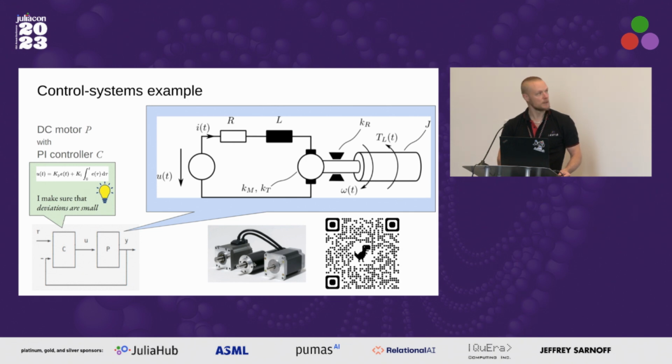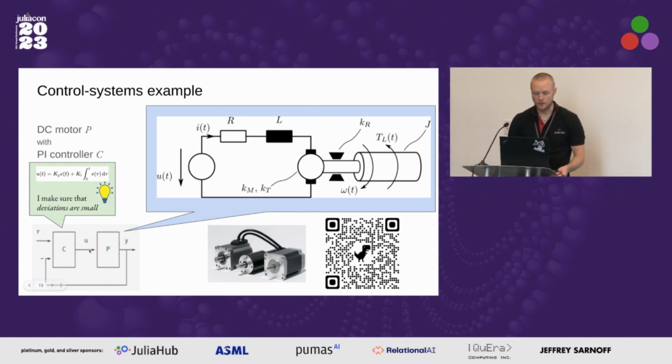So here is a picture of a bunch of different electrical motors. The final model we will assemble is a feedback loop here. So we have P for process or plant, so that's the thing we would like to control. And C is our controller. C is the guy that typically makes sure that deviations are small from the operating point. In this case, the controller will just be a very simple PI controller.